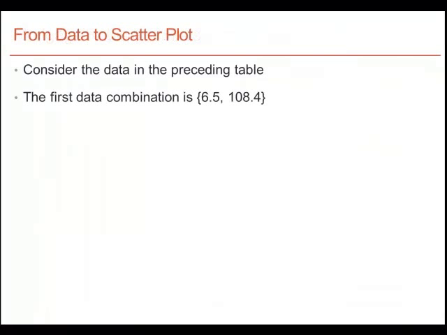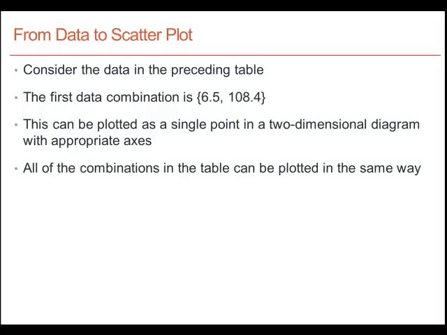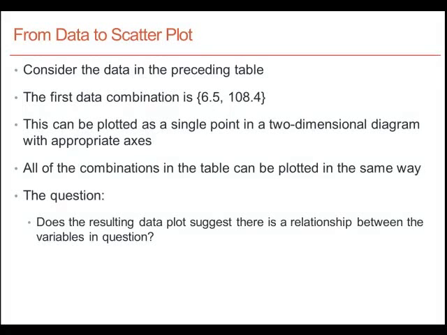So the first data combination is a mortgage rate of 6.5% and a house price index value of 108.4. Since this is a combination of two values, we can plot it as a point in a two-dimensional diagram. If we were to take all of the combinations in the table, we would get a point representing each combination of mortgage rate and house price. What would that look like?